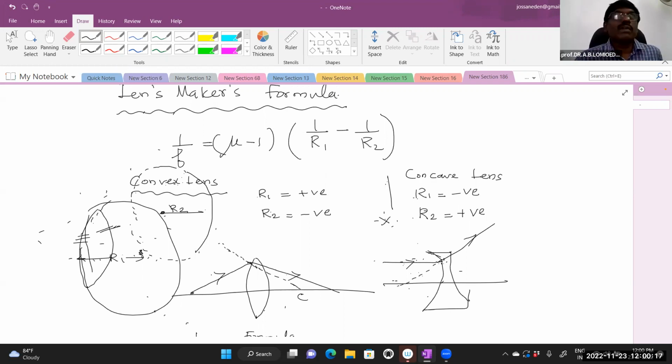Why are we taking the plus and minus for R1 and R2? Here R1 is measured from this point in this direction. This direction is similar to the direction of the ray of light. But R2 is measured opposite to the direction of the ray of light. That is why it is negative. Understand, students? Yes, sir. Okay.